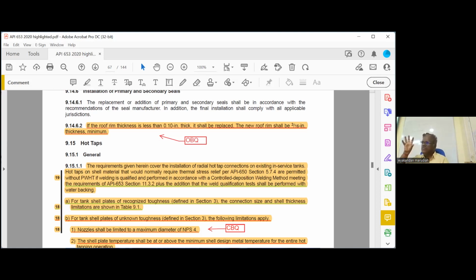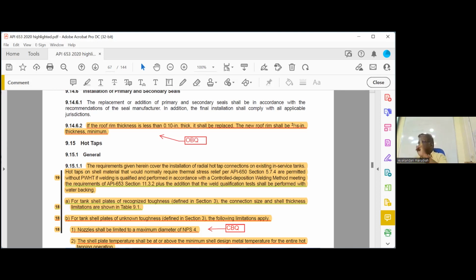Now, what is the maximum size of nozzle allowed? If the impact toughness is known, that is recognized toughness, maximum 18 inches allowed. It depends on the shell thickness. There is a table given. If we don't know what the toughness is, the maximum hot tap nozzle size allowed is only 4 inches. These are the key points.